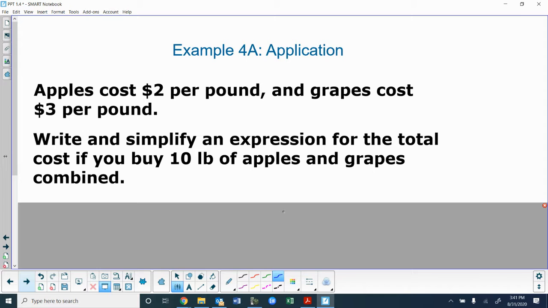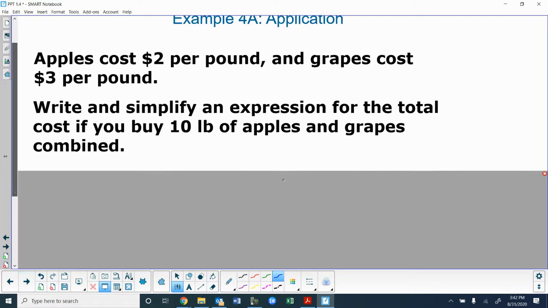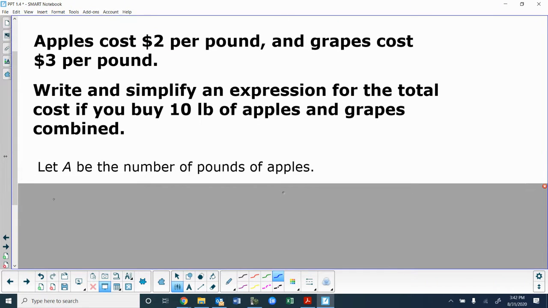So if you have 10 pounds of apples and grapes combined, that's 10 total. That means you could have 1 pound of apples and 9 pounds of grapes, or 2 pounds of apples and 8 pounds of grapes. All right. So what they did is they let A be the number of pounds of apples. So again, if I said that A was 3, you could tell me right away that the number of pounds of grapes would be 7. You'd go 10 minus 3 right away.